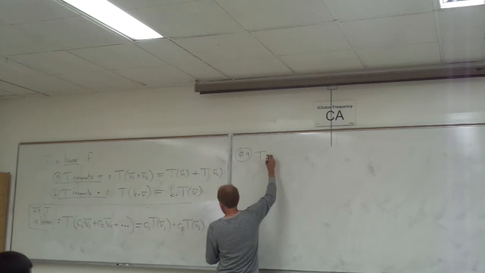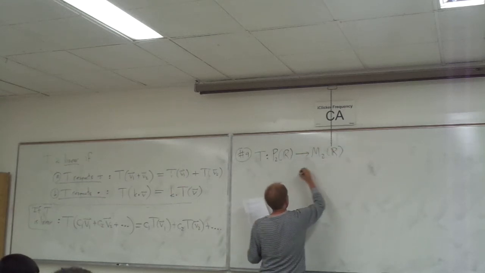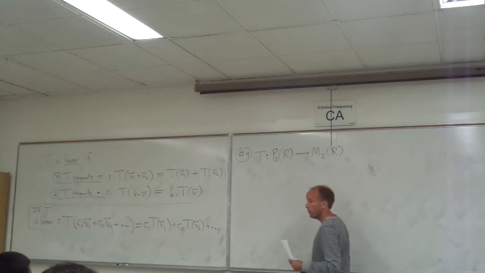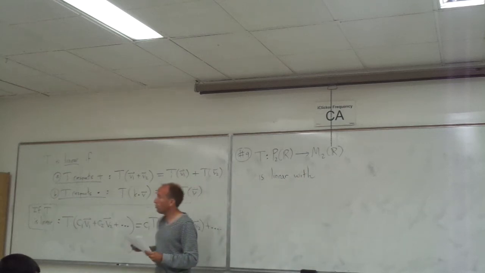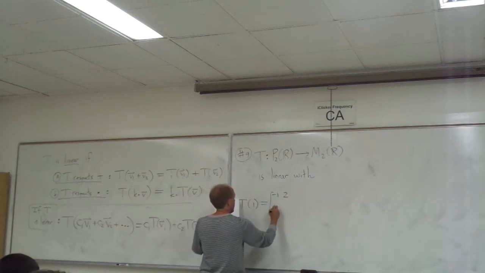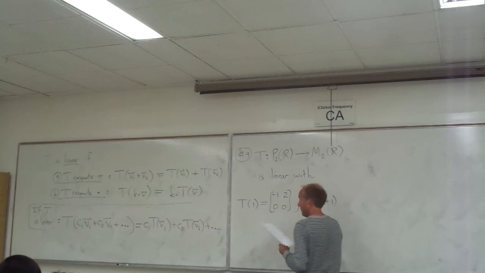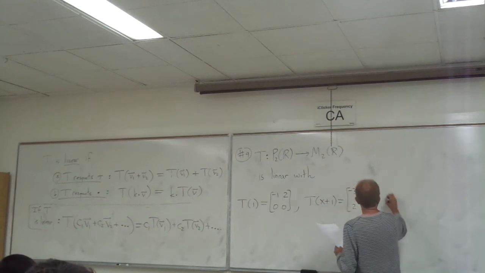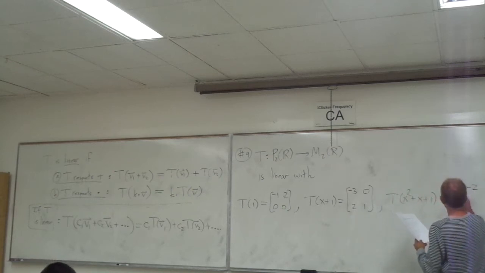Suppose I have T, and it goes from P2 of R to M2 of R. Let's suppose that this is linear. And then let's suppose I tell you that T of 1 is equal to the matrix -1, 2, 0, 0. And then let's suppose I tell you that T of x plus 1 is equal to -3, 0, 2, 1. And let's suppose I tell you that T of x squared plus x plus 1 is 3, -2, 0, 1.